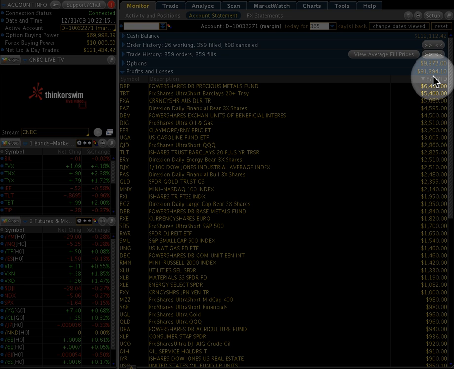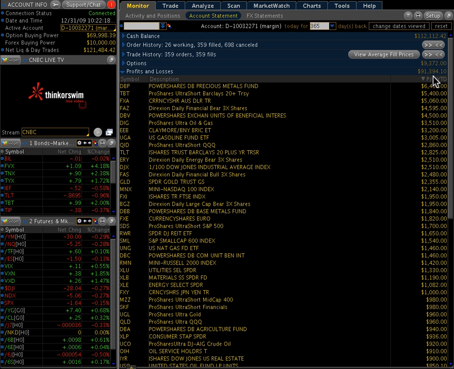If you take the profit of 91,300, I'll just use a round number. That's 91,300 divided by the start of year cash balance of 58,380. You get a return for the entire portfolio of slightly above 156%. That's about 13% return per month.